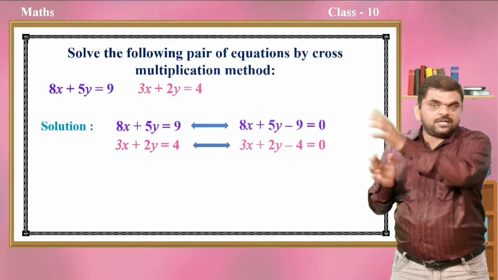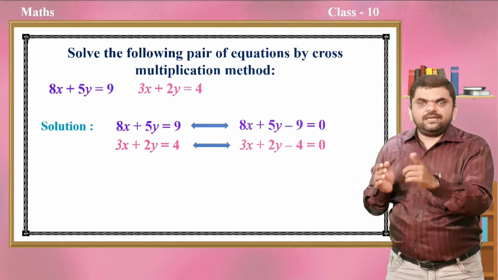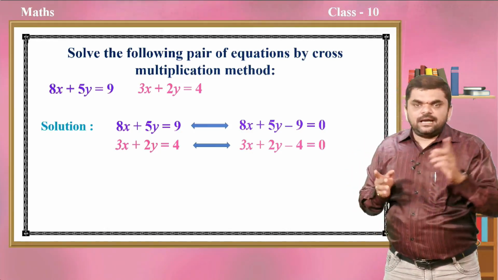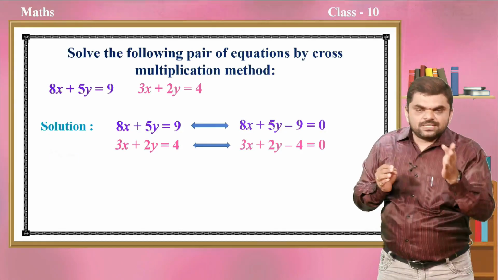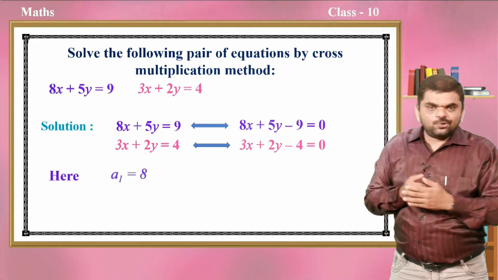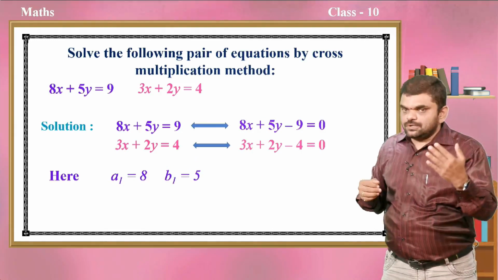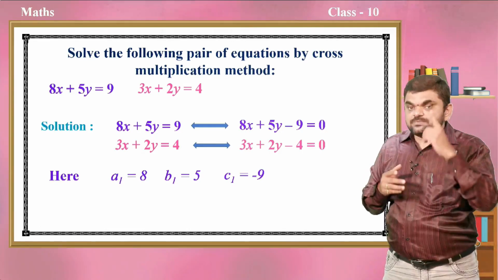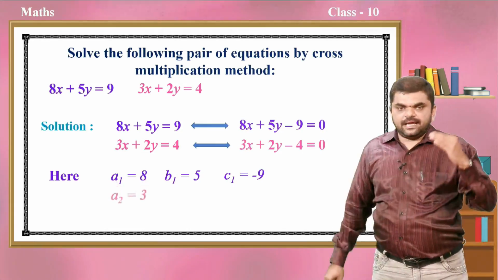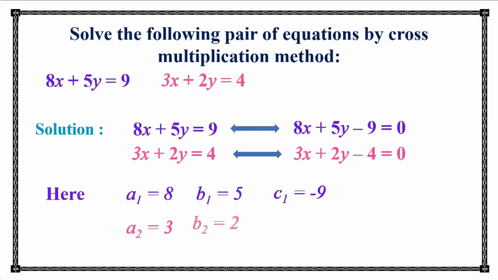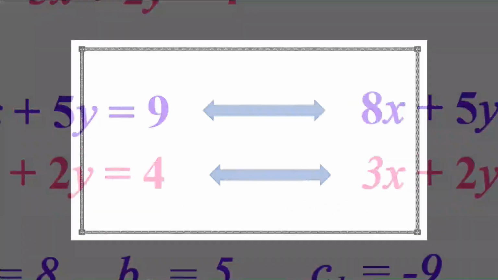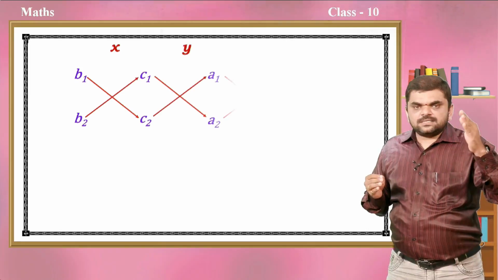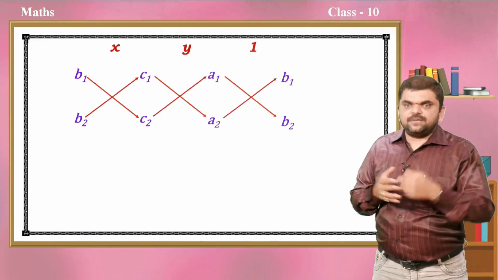Just write in that form: 8x plus 5y minus 9 is equal to 0, and 3x plus 2y minus 4 is equal to 0. Here a1 is equal to 8, b1 is equal to 5, c1 is equal to, observe here it is not a plus sign, it is a minus sign, so minus 9, and again a2 is equal to 3, b2 is equal to 2, and c2 is equal to minus 4. Just recall that cross multiplication formula, children.